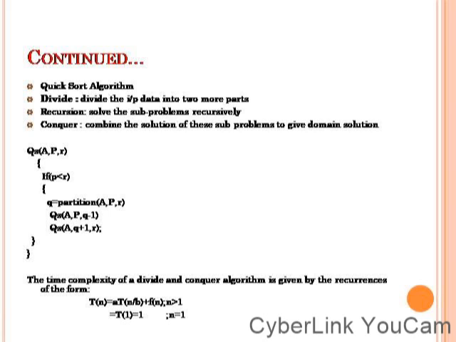We find the time complexity of a divide and conquer algorithm with the recurrence T of n equals a T of n by b plus f of n for n greater than 1, and T of 1 equals 1. This is the time complexity for n equal to 1.